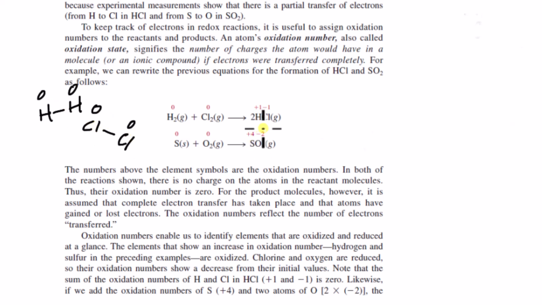Okay, now HCl is a polar molecule. The more electronegative chlorine atom pulls the lone electron from the hydrogen towards it. So assuming a full hypothetical transfer of this electron all the way to the chlorine, you would have an H+1 ion and a Cl-1 ion. So there are the oxidation numbers.